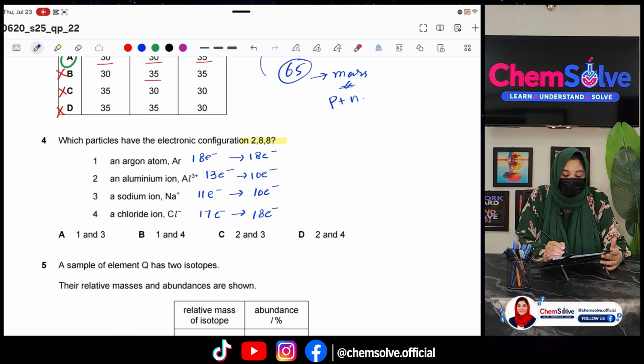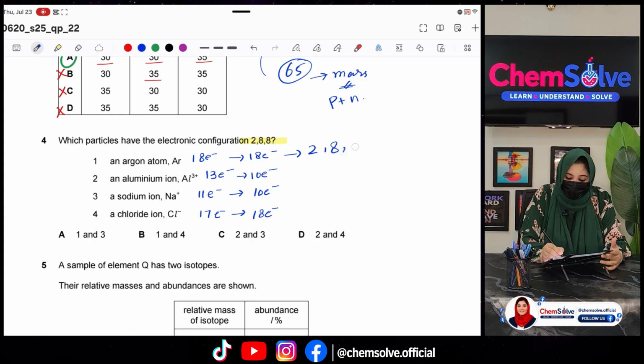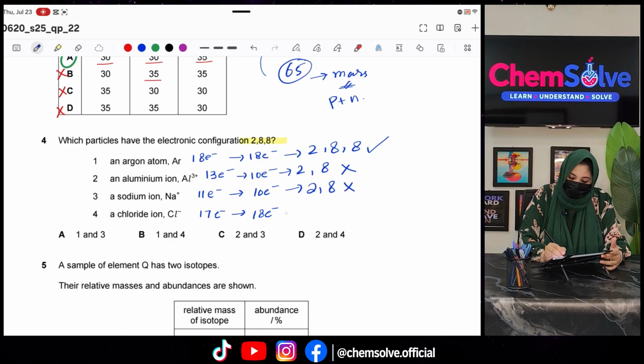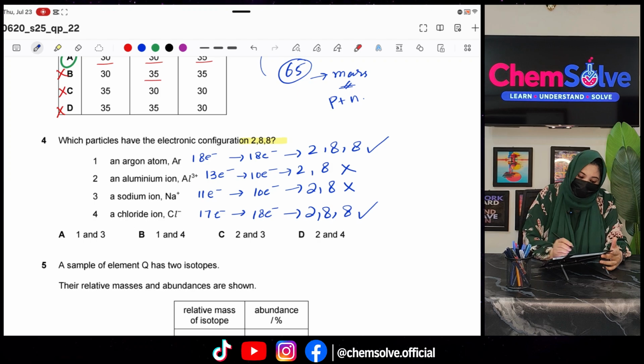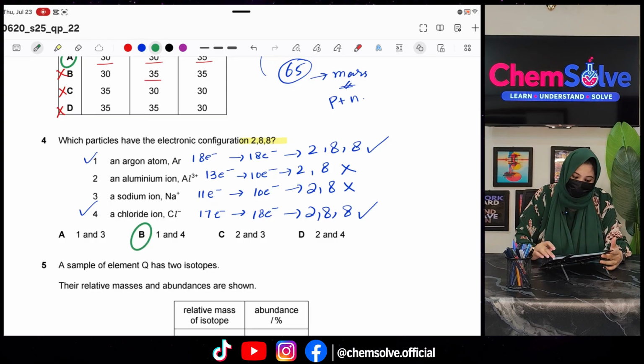Okay. So let's make their electronic configurations. 2, 8, 8, so this is our option. Next, 2 and 8, and that's it. This is not our option. Again 10 electrons, 2 and 8. This is not our option. 18 electrons, 2, 8, 8. So we have to choose 1 and 4, which makes option B.